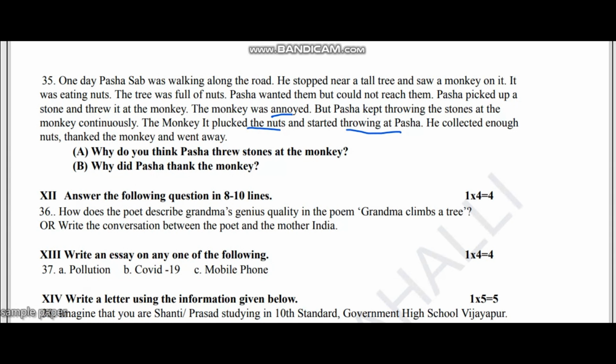Why do you think Pasha threw stones at the monkey? So there were so many nuts on the tree, but Pasha wanted them, but he could not reach them. That's why Pasha made a plan and he picked up a stone and threw it at the monkey. Why did Pasha thank the monkey? Because the monkey in return had plucked the nuts and started throwing it towards Pasha. Then Pasha was able to collect enough nuts and finally he thanked the monkey.